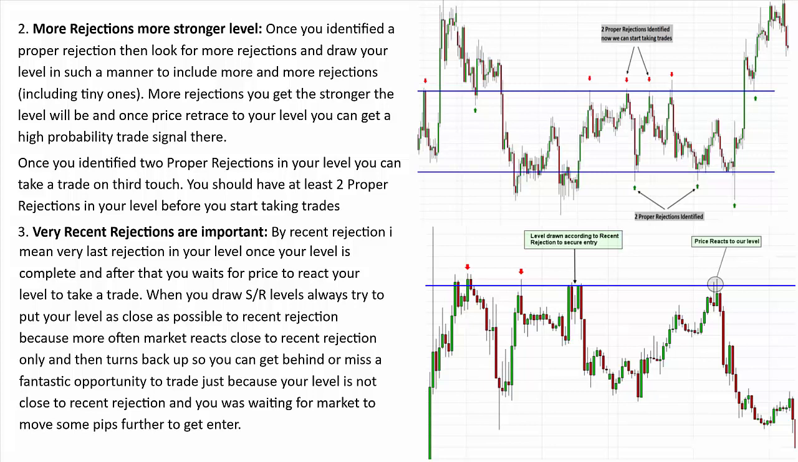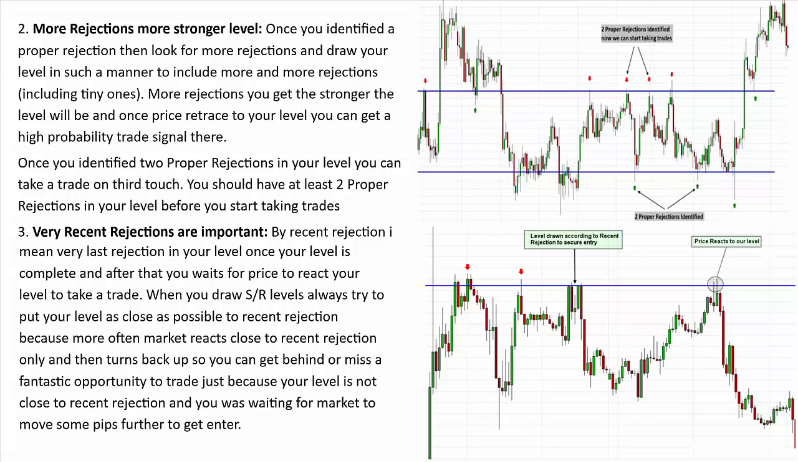The more rejections you get, the stronger the level will be, and once price retraces to your level, you can get a high probability trade signal there. Once you have identified 2 proper rejections in your level, you can take a trade on the third touch. You should have at least 2 proper rejections in your level before you start taking trades.